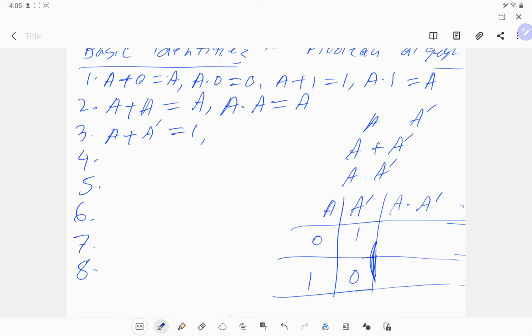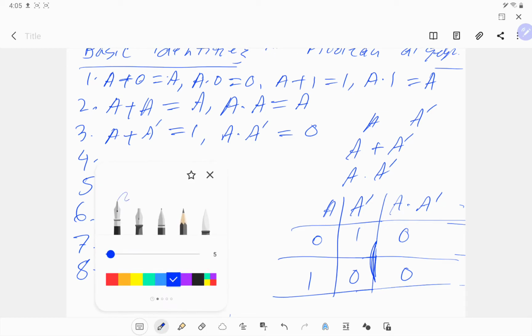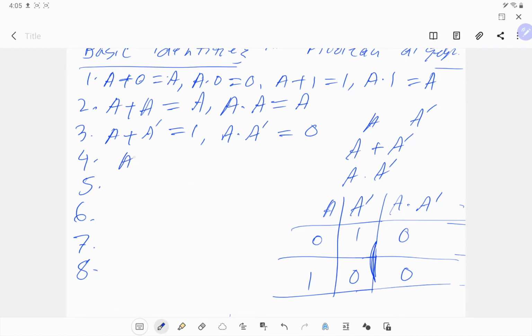A times A prime: 0 times 1 is 0, and 1 times 0 is 0. So A times A prime is always 0. That's the conclusion. And if I ask you what A prime is, we already saw that somewhere in the previous lecture: A prime prime is equal to A.